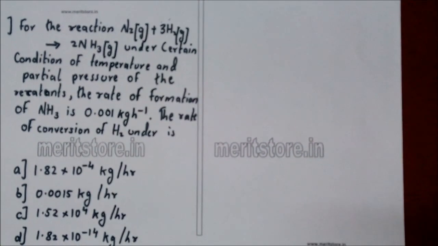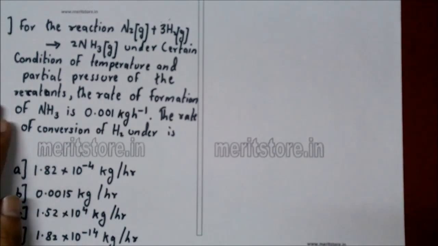So our next question is, for the reaction nitrogen gas plus 3 hydrogen will give 2 moles of ammonia under certain condition of temperature and partial pressure of the reactants, the rate of formation of ammonia is 0.001 kg per hour. The rate of conversion of hydrogen under pressure is option A 1.8 into 10 raised to minus 4 kg per hour, B 0.0015, C 1.52 into 10 raised to 4, D 1.82 into 10 raised to minus 14.